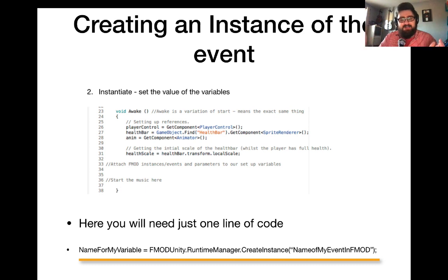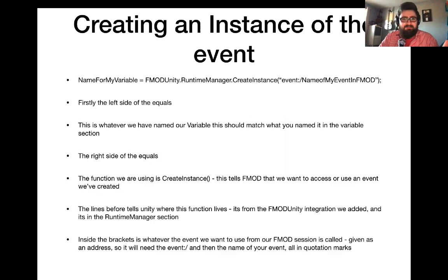fmodunity.runtimemanager.createInstance, and then in brackets, inside in quotation marks, you're going to put in the name of your event exactly as it is in FMOD. Then you close the brackets and you put a semicolon, and that's the line. That's everything. So exactly what that line is doing.